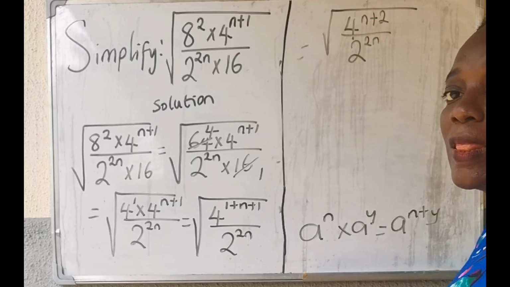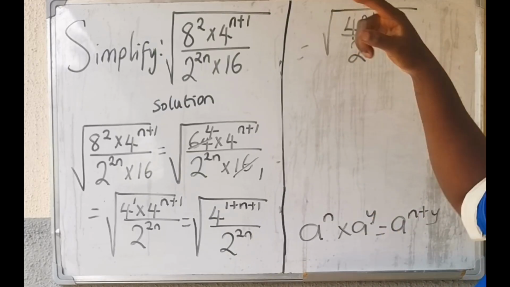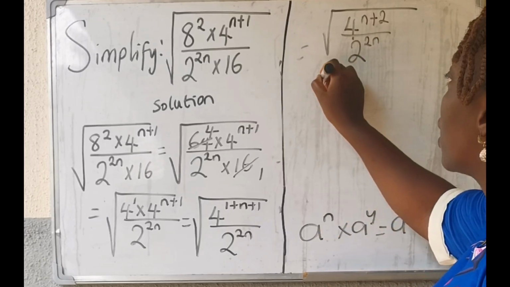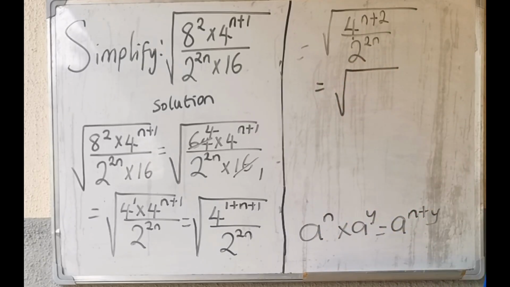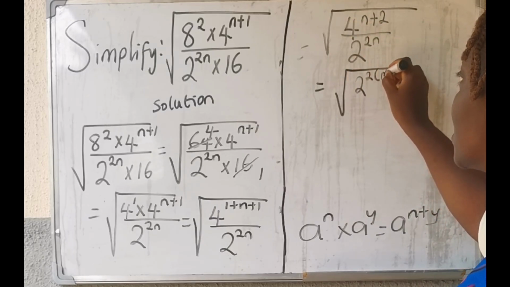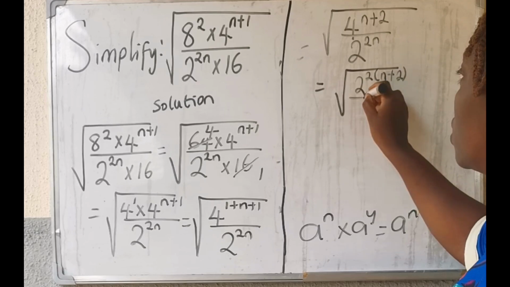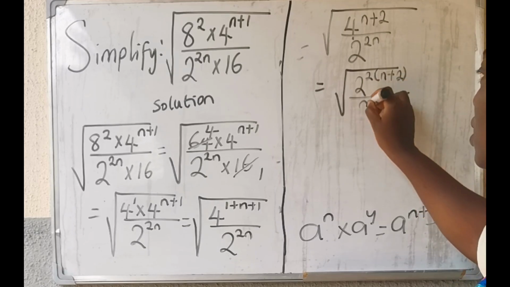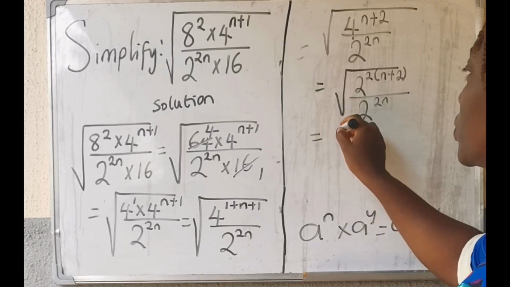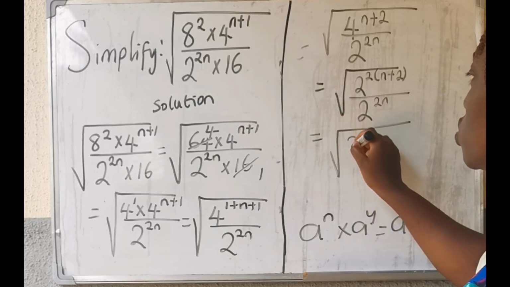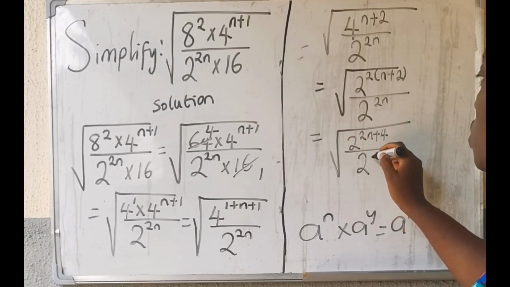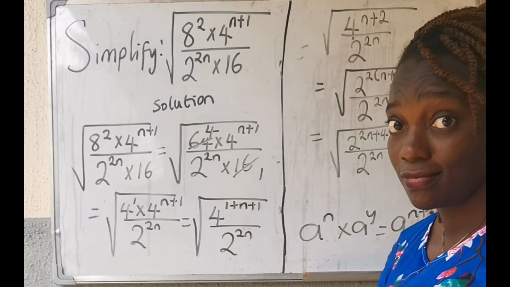Now, if we look at 4 as the base, one thing shall come to our mind, that we can make it to be in this form as well. Now, how can we do that? 4 is the same as 2 raised to the power 2, right? So this 4, we replace it with 2 raised to the power 2, put these in brackets to remind you that you must use the 2 to multiply everything here. 2 raised to the power 2n. Now, going further, we have the square root of 2 raised to the power 2n plus 4 over 2 raised to the power 2n. Right?